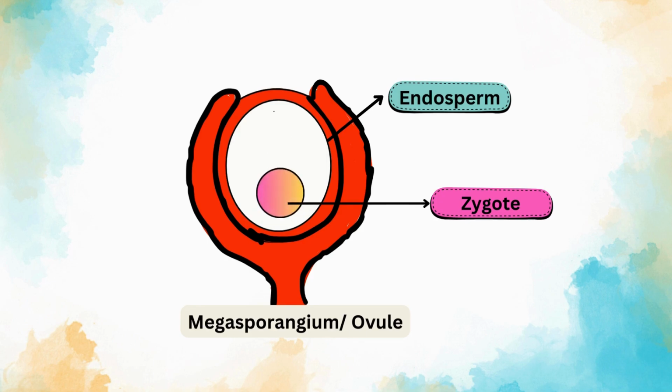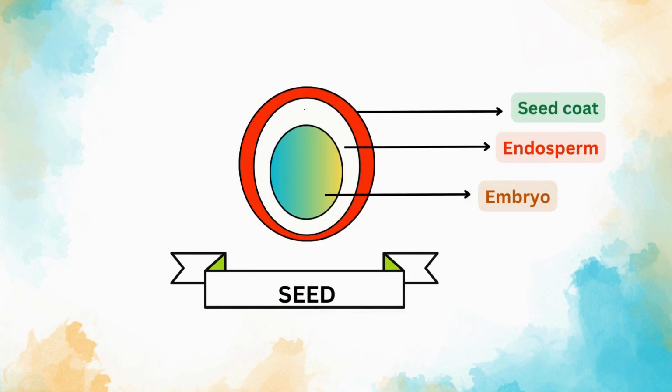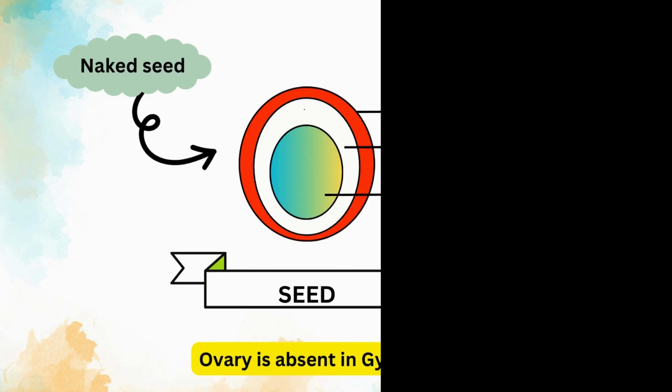Once the zygote is formed, this zygote will undergo further mitotic division and result in the formation of the embryo. Now once the embryo is formed, the integument of the ovule will form the seed coat. So seed in case of gymnosperm will consist of the seed coat, embryo and the endosperm. Now remember one most important point that the seeds in gymnosperms are naked seeds because ovary is absent.